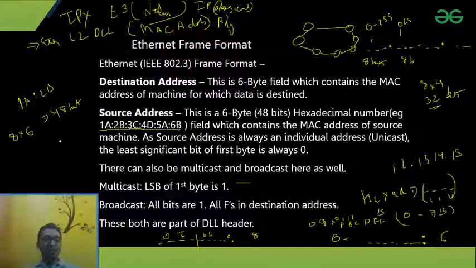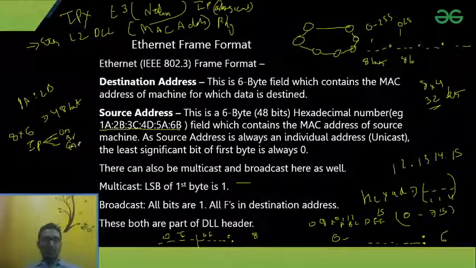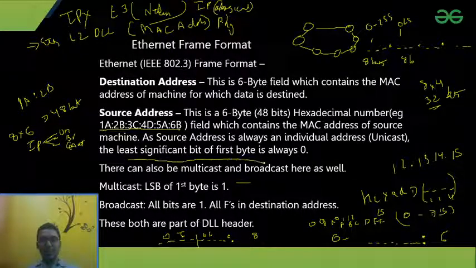As we studied in IP, we studied in depth the concept of unicast, broadcast, and multicast. You can watch the previous lectures to learn about unicast, broadcast, and multicast. Similarly, these concepts are also present in MAC addressing formats. So how can we represent multicast and broadcast in a MAC address? First of all, a unicast address will always have the least significant bit of the first byte as zero. So what is the least significant bit of the first byte?